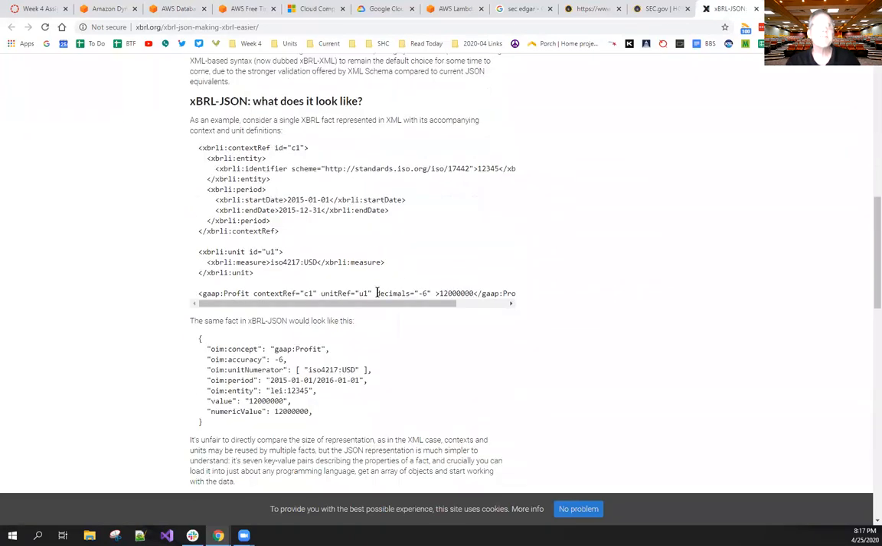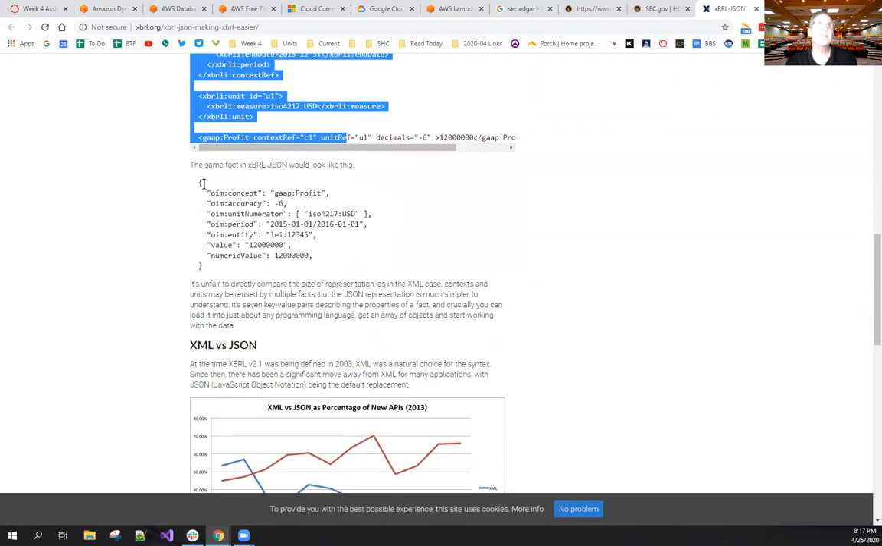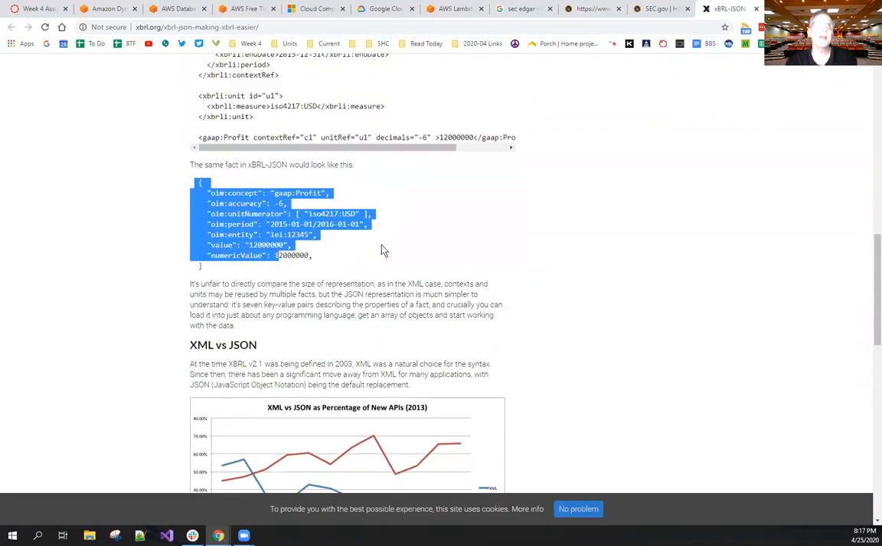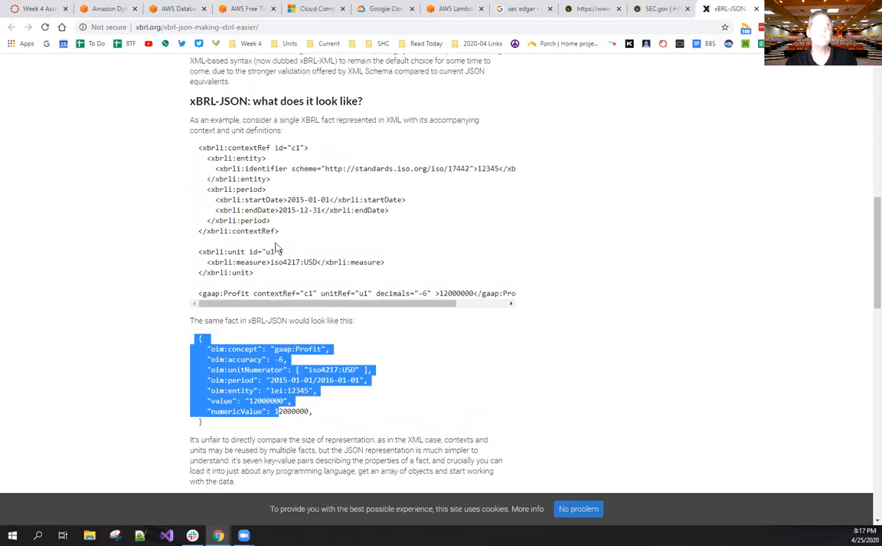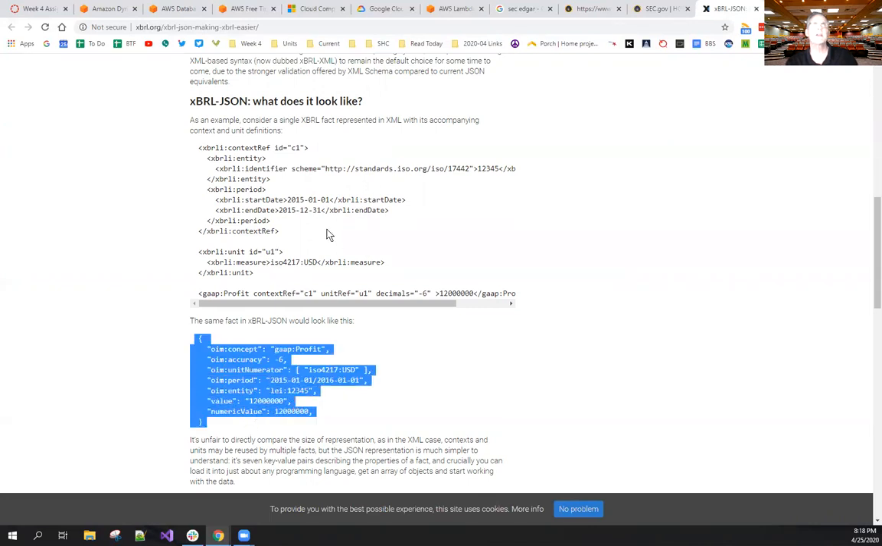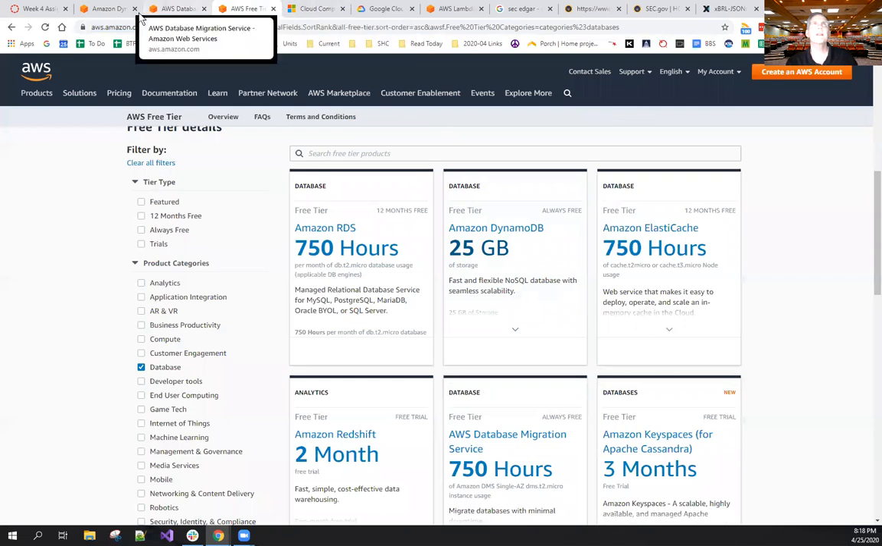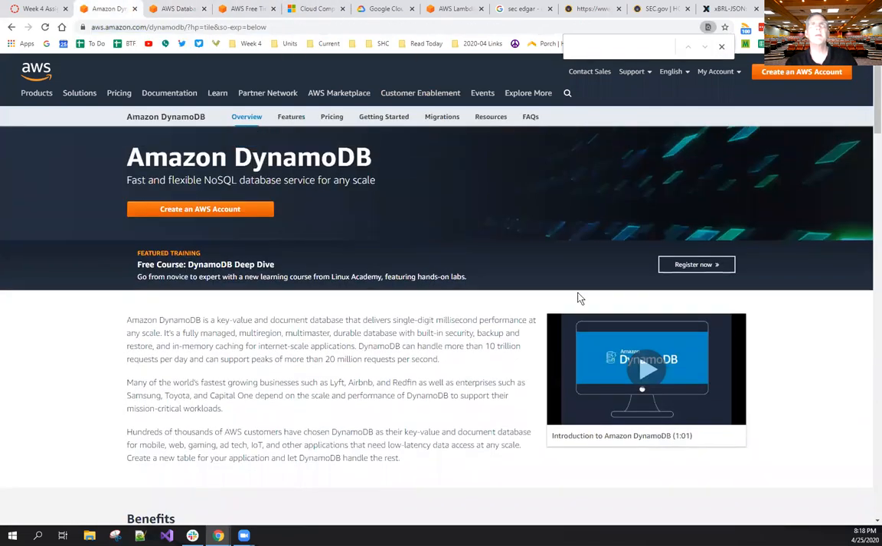So this is what the XBRL looks like, but then this is what the JSON looks like, the same thing. So this is XML, JSON. Remember how I was talking about JSON, the value of it? JSON's like the new way to go for transmitting data across the internet. So we're going to convert the XBRL to JSON. We'll store it in our Dynamo database.